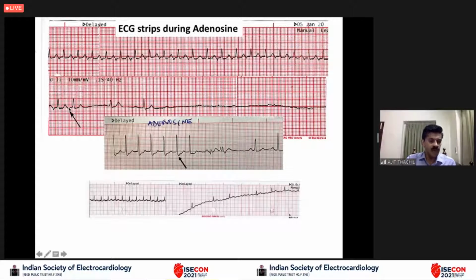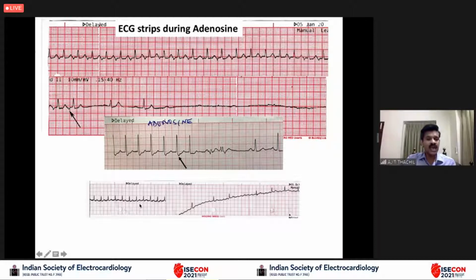So this could be an adenosine sensitive atrial tachycardia, or it could be a situation where adenosine has blocked conduction from the QRS to the A, that is through the AV node. So it could be an AV node dependent reentry. Either of these can be an AV node dependent reentry or an adenosine sensitive atrial tachycardia. But the importance is this.